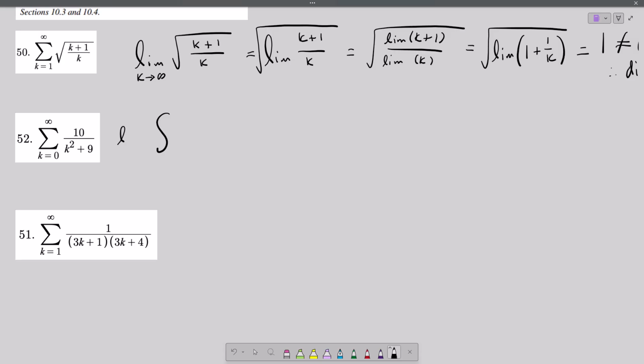We can jump to the limit right away. Limit as b goes to infinity of the integral from 0 to infinity of 10 divided by x squared plus 9 dx. So that's the integral test.